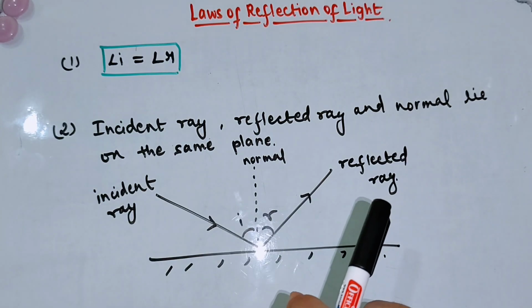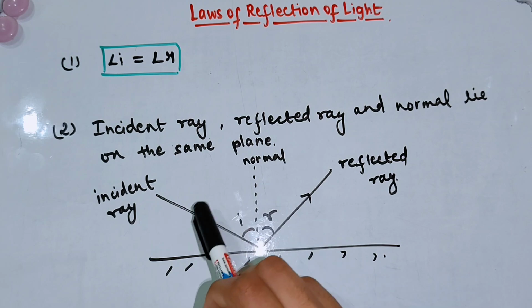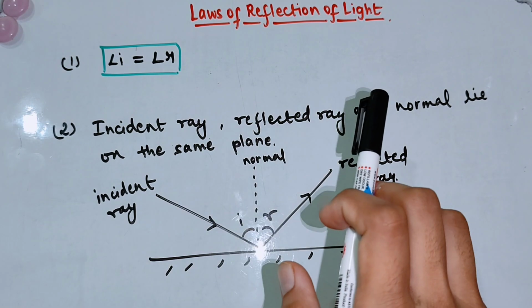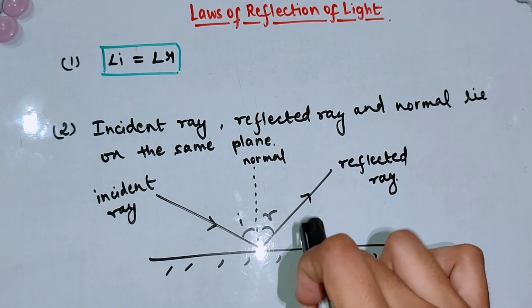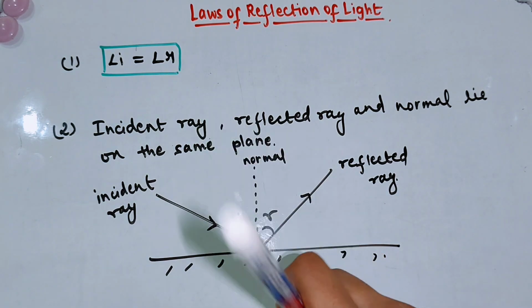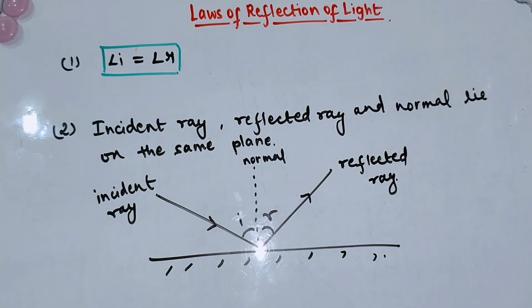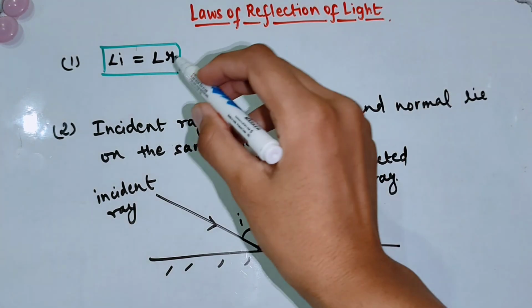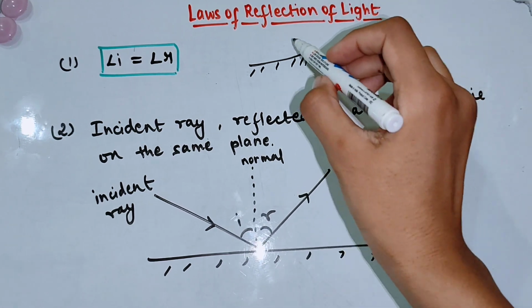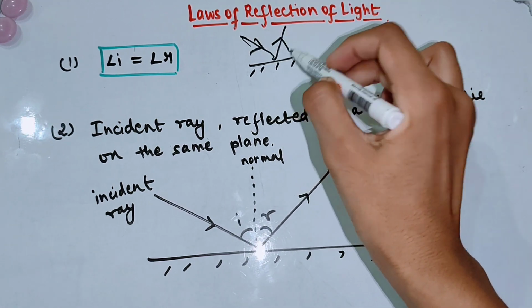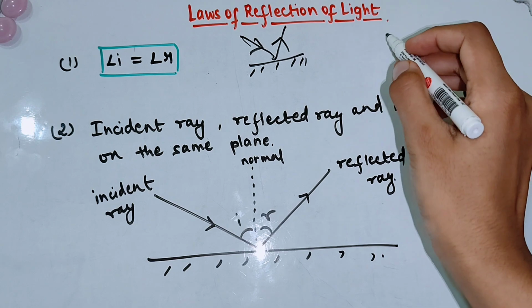The second law states that all three of these lines are lying on the same plane, right? That is the law of reflection. One more important thing to notice is that this is not just true for plane mirrors. It is also true for spherical mirrors.